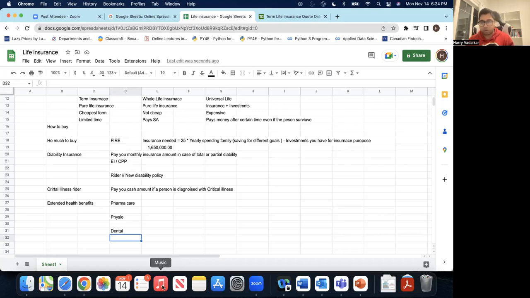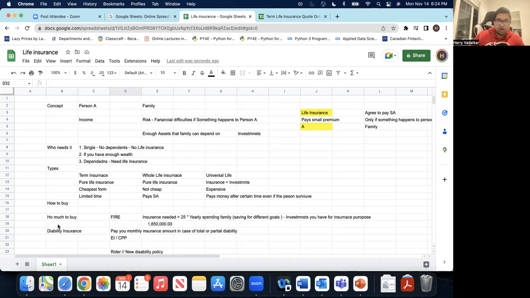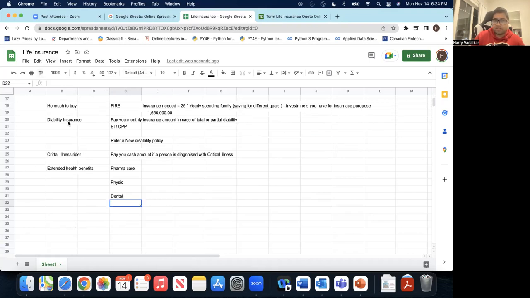So check out with your employer. But once you retire, you have to buy it separately. So you will incur some cost to get extended health benefits. So along with life insurance as a concept, you have to also think about disability insurance, which is very critical. Disability insurance pays a person in case of disability, and it is a monthly payment. So it is a kind of way to replace your wages or salary.